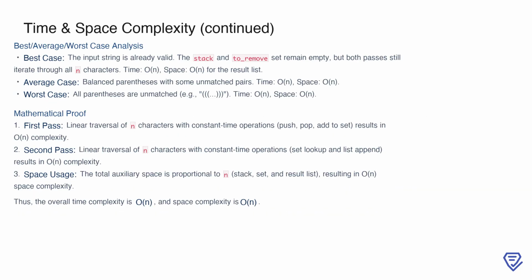To better understand the algorithm's efficiency, let's look at the best, average, and worst-case scenarios. In the best case, if the input string is already valid, the stack and to_remove set remain empty. However, we still iterate through all n characters in both passes, resulting in O(n) time complexity and O(n) space complexity for the result list. In the average case, where most parentheses are balanced but a few are unmatched, the time complexity remains O(n), while the space complexity also remains O(n), due to the use of the stack, set, and result list.